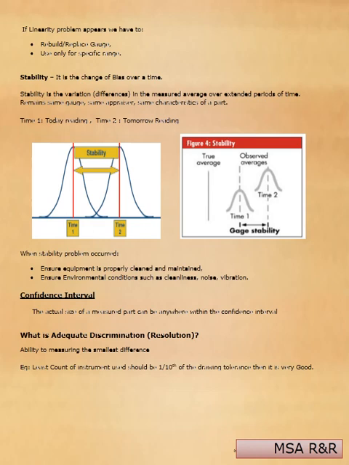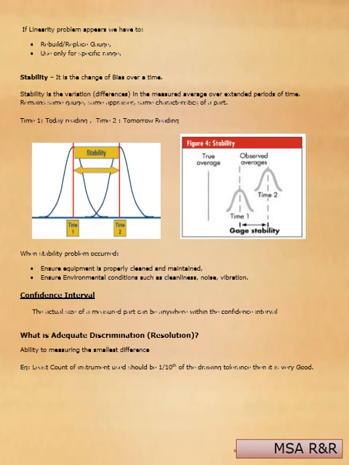When a stability problem occurs, ensure equipment is properly cleaned and maintained. Ensure environmental conditions such as cleanliness, noise, vibrations. Confidence interval: the actual size of a measured part can be anywhere within this confidence interval. I will elaborate later on.